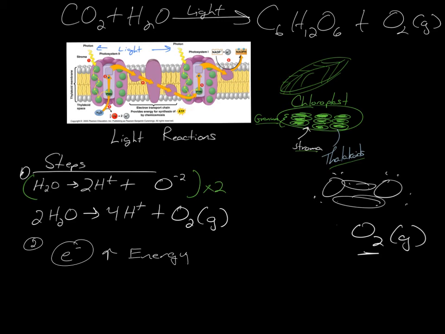And what happens next is we start to transport it in what's called the electron transport chain. You're going to see the electron transport chain in respiration again. So a mitochondria does a very similar thing. The chloroplast does it, but so does the mitochondria.